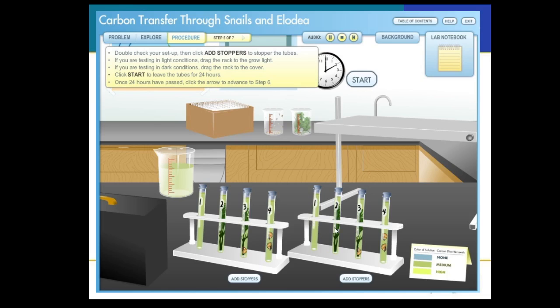So then what we're going to do is take one set of tubes and put them under this grow light for 24 hours, and then we'll put another set of tubes in the dark because we want to see if having light is an important part of our aquarium system as well.